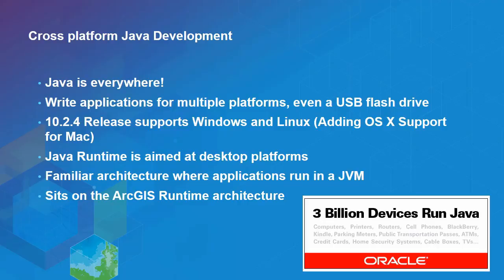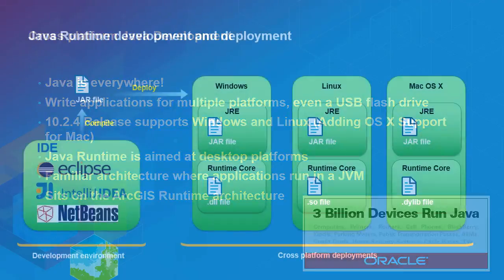And the way that you write and use the API is very cross-platform as well. And since there's a JVM on every device out there, you program as if you can deploy to any of those that we support, right? And as Rex said, it sits on top of the ArcGIS runtime architecture, the core. So whatever that's compiled to, that's what will run.